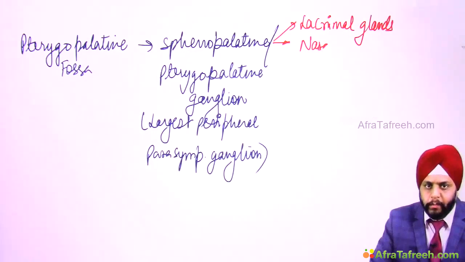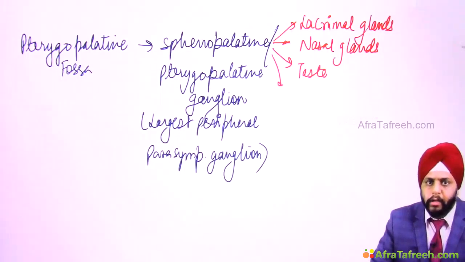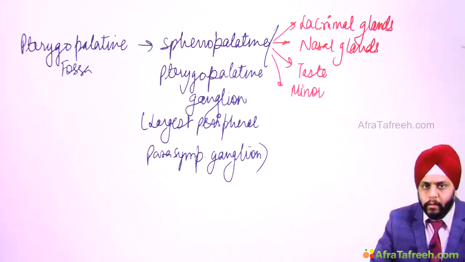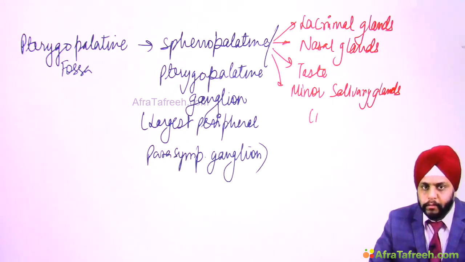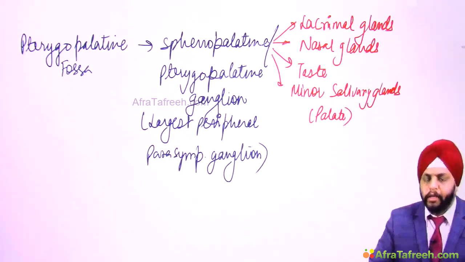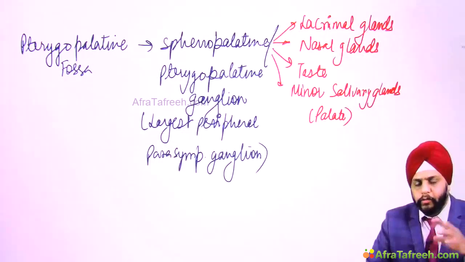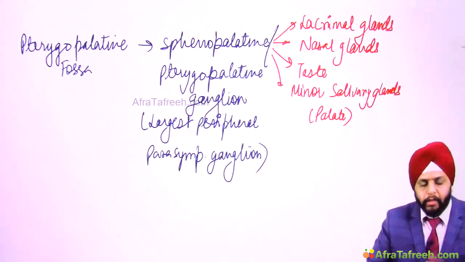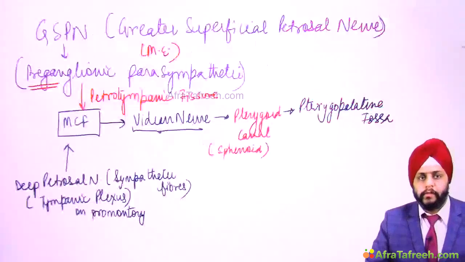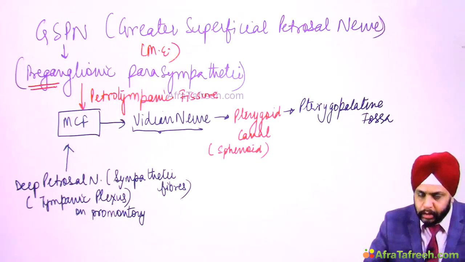They also supply the nasal glands, and they supply the taste, and they supply the minor salivary glands in the palate. So you can see ophtha and ENT. They have done post-graduation in these 2 subjects, right? So this was your GSPN, the greater superficial petrosal nerve.